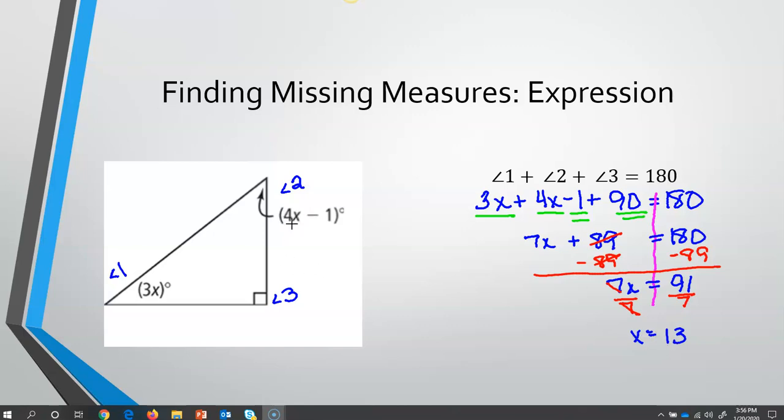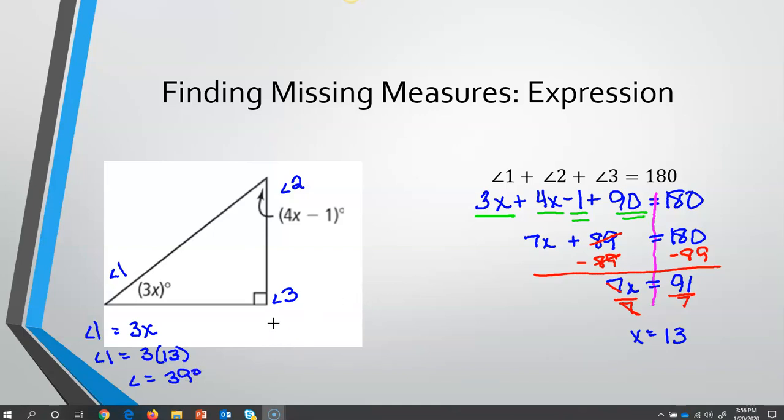Now, if I'm needing to find these different angles, then I'm going to take that 13 and put it back in. So for example, angle 1 equals 3x, or 3 times x. So to find angle 1, I'm going to do 3 times my value of x is 13. And so I find that angle 1 is 39 degrees. So that's going to be my angle 1.